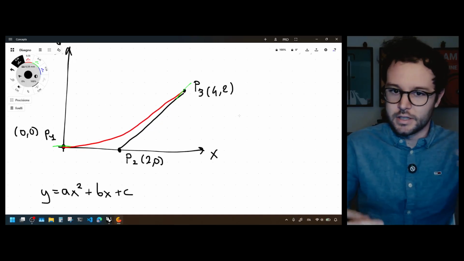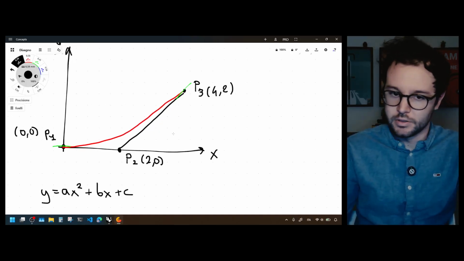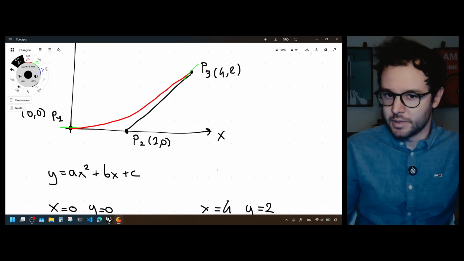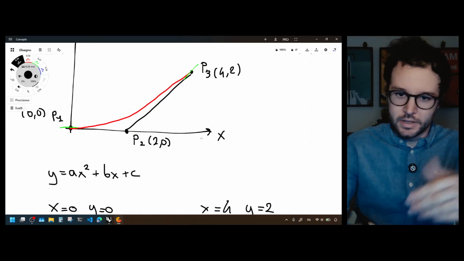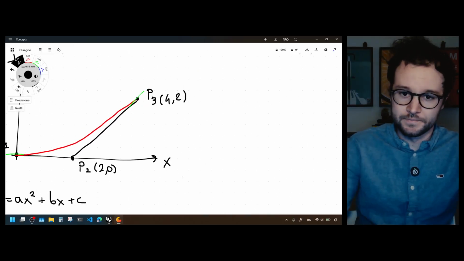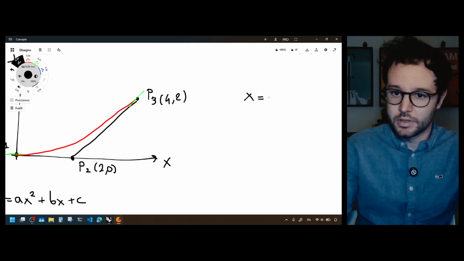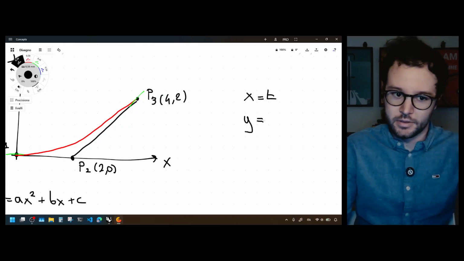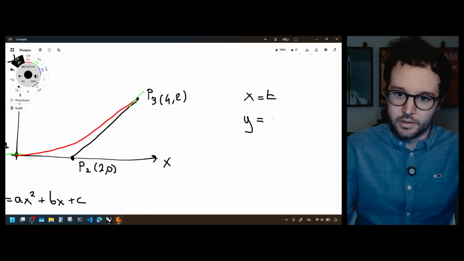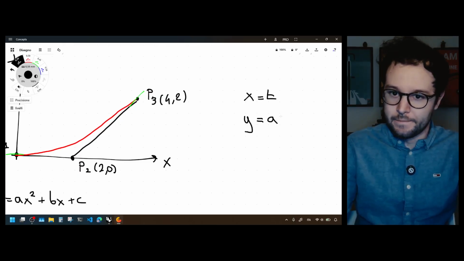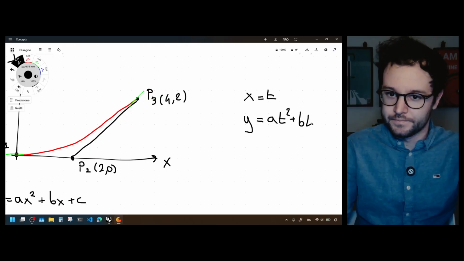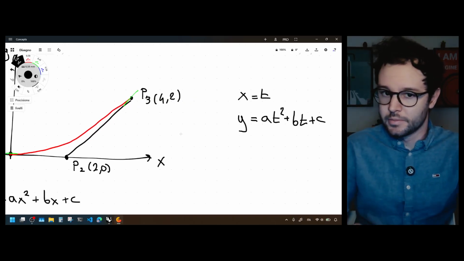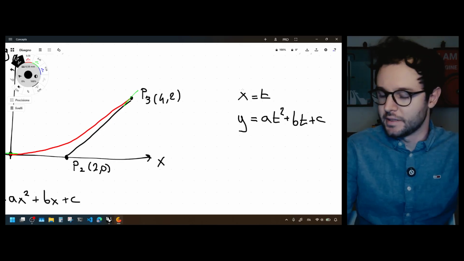So let's try to do that. We already have this solution, so we'll use this same example and just write it in a different form. What we don't like is that y is described dependent on x. So let's say that x instead equals t, and then we can write y with respect to t. In general form, that would be a t squared plus bt plus c. Now we solved our problem because we don't have that y depends directly on x anymore.